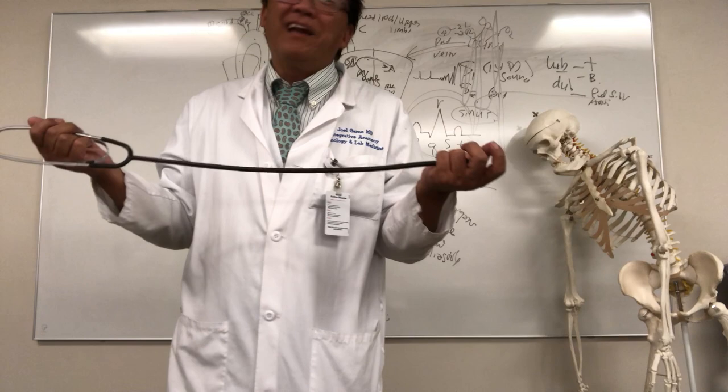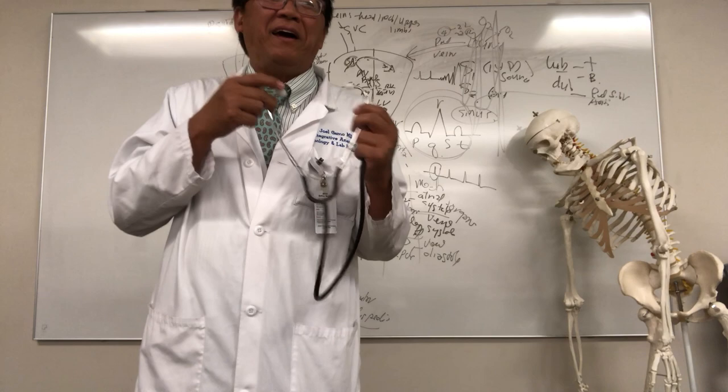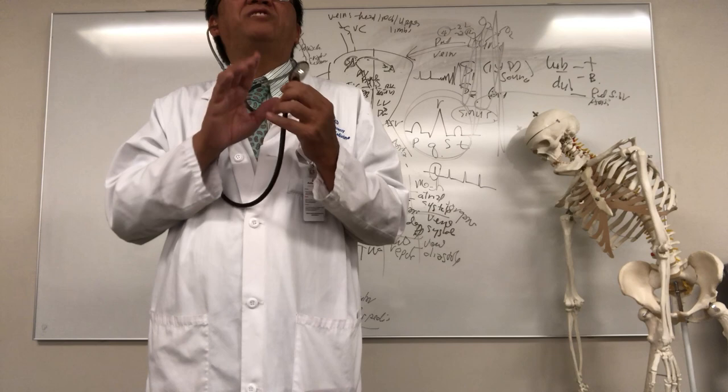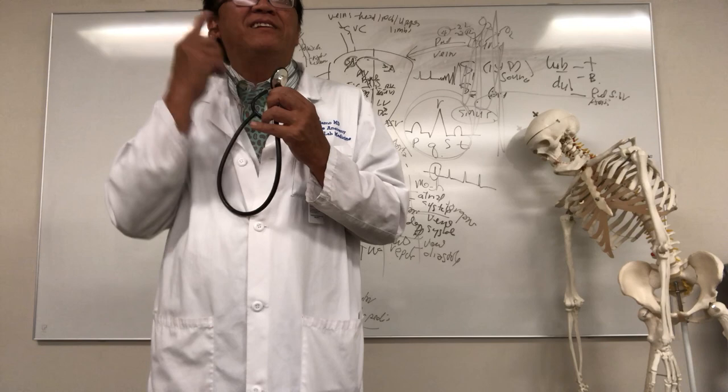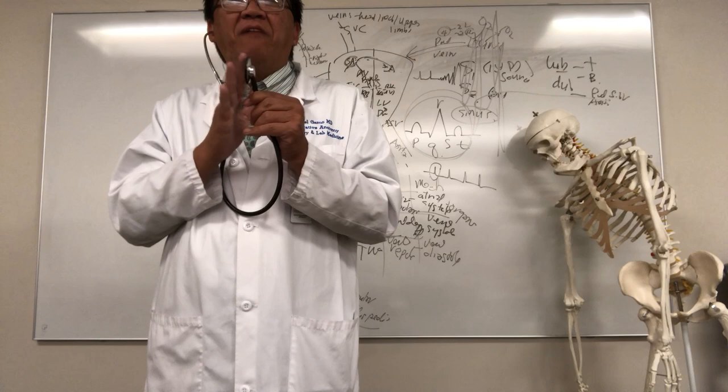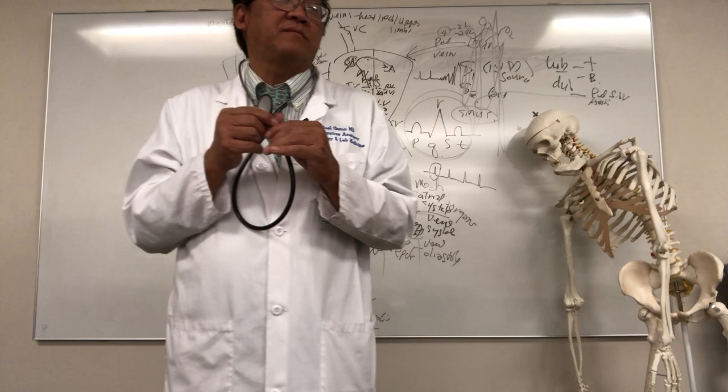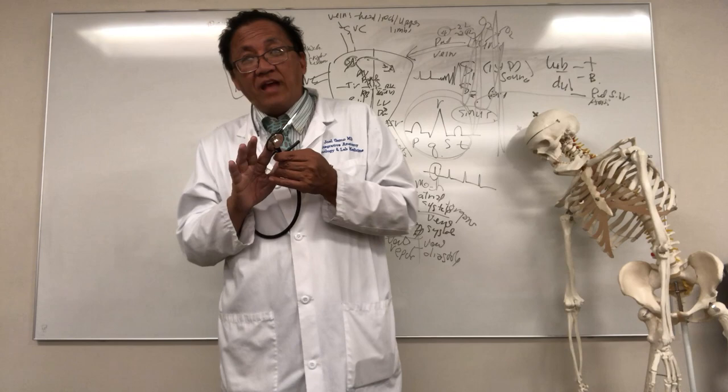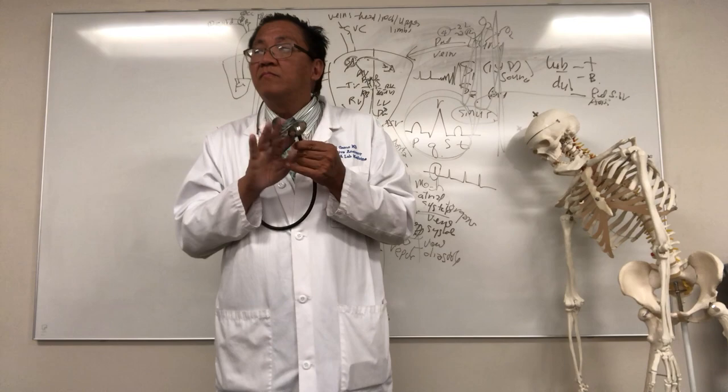I really love anatomy. What is this called? The earpiece. They have two, left and right. Before you check, you don't say, mic testing. You touch gently and then listen to the sound created. So this is the simple one. One that has the diaphragm and the bell. The Littmann is one of the best, or you have the Rappaport type of stethoscopes. You have a diaphragm and you have a bell. Here it's only a diaphragm, like a drum.